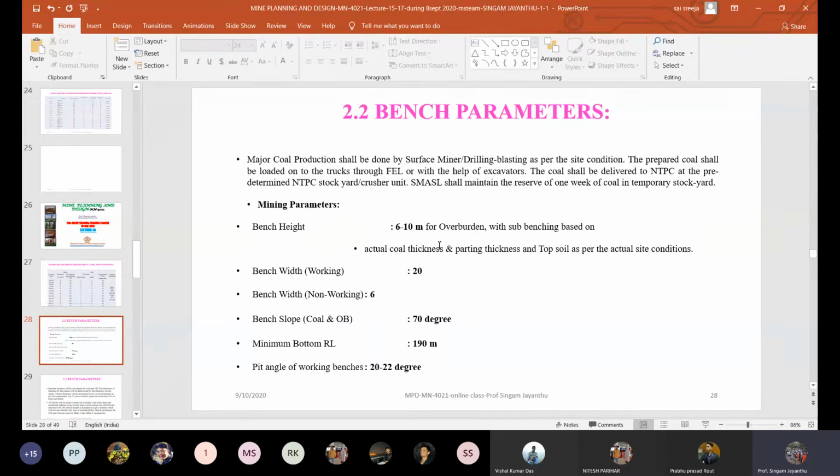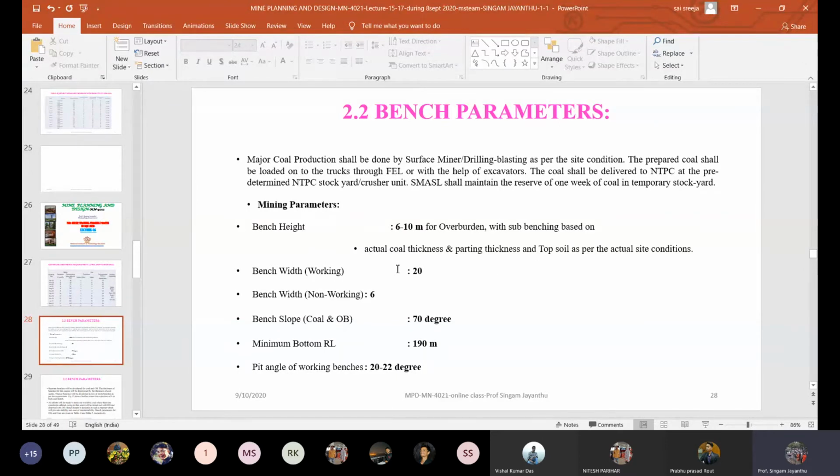Then in the coal seams, this will be the actual coal thickness, or otherwise the parting thickness. There also you have no option, no choice. Whatever the parting thickness is, that is the bench. If it is 3 meter parting thickness, then 3 meter is an overburden bench. There may be seam A and B, or X and Y, with a parting P in between. That parting P may be 3 meter, then that overburden bench is 3 meter height. That is the reason why it is written like this.